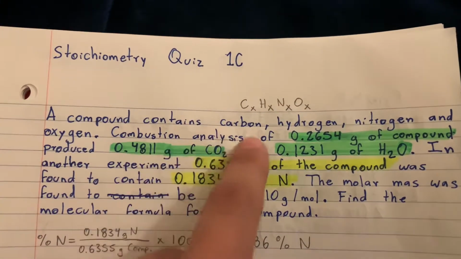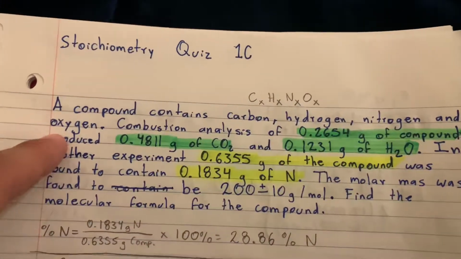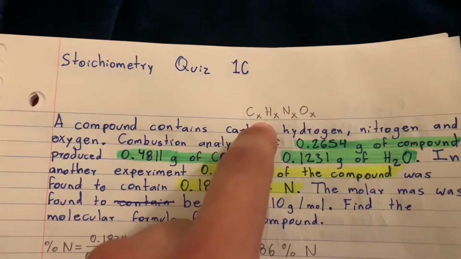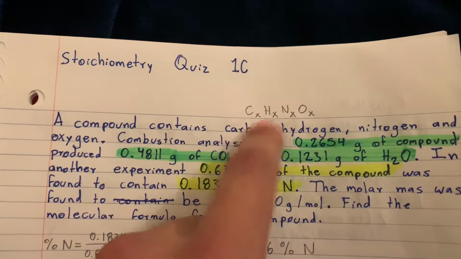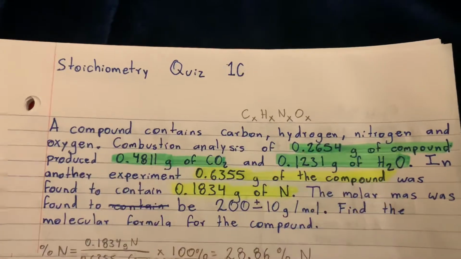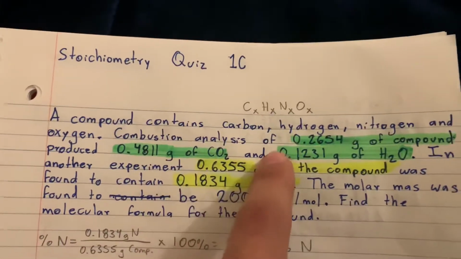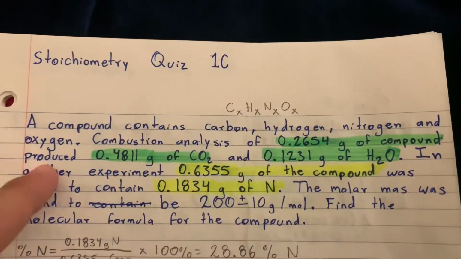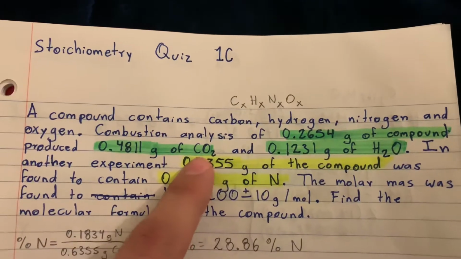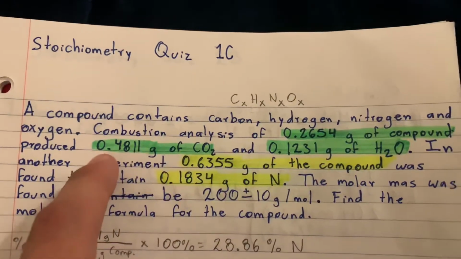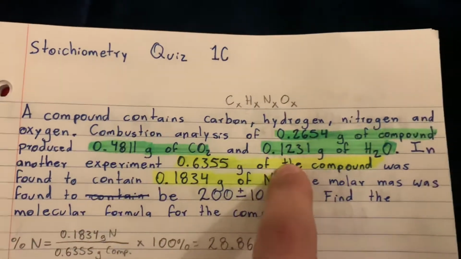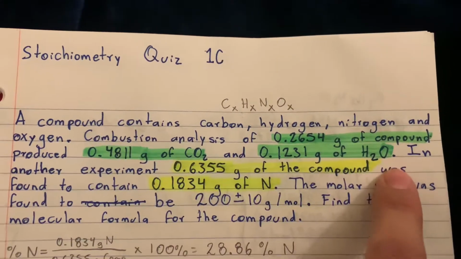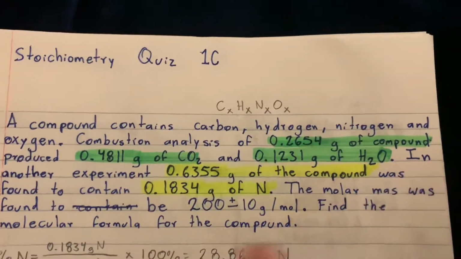A compound containing carbon, hydrogen, nitrogen, and oxygen. This is kind of how the empirical formula is going to look like. Just need to find the x's for every element. So for a combustion analysis of this many grams of compound, there's gonna be carbon dioxide produced, and this is how much carbon dioxide is gonna be produced, plus some water, and this is how much water is gonna be produced.